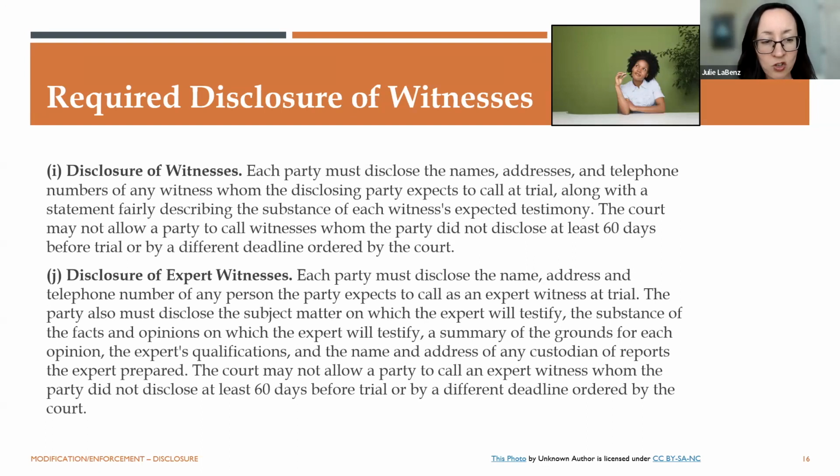So for each type of witness, whether it's a regular witness or an expert witness, you need to disclose their contact information, and you need to disclose a summary of what they're going to testify about. And then for the expert, you also need to show their qualifications, any reports they've made about the case, and the substance of what they're going to talk about. And you need to do that at least 60 days before trial or by any other deadline ordered by the court.